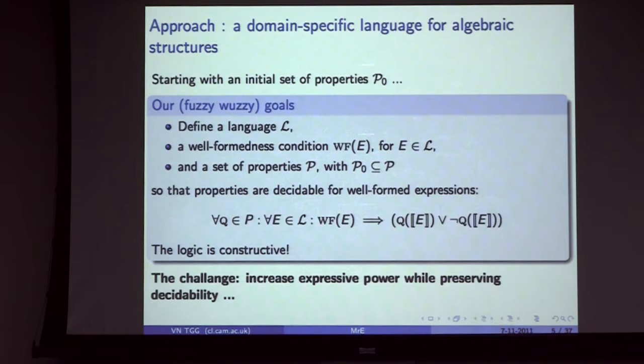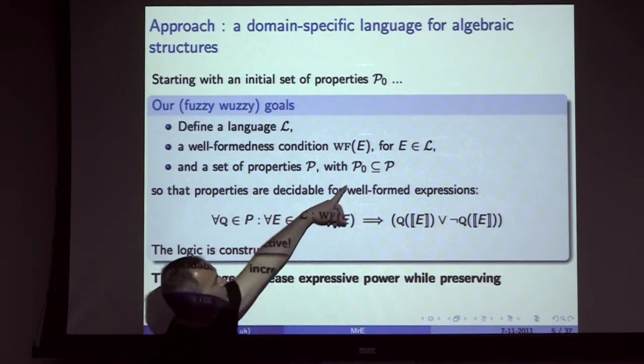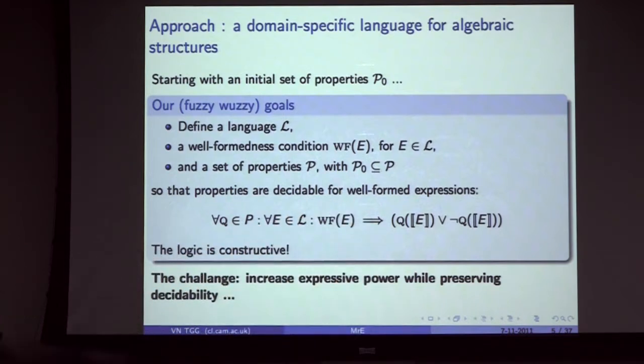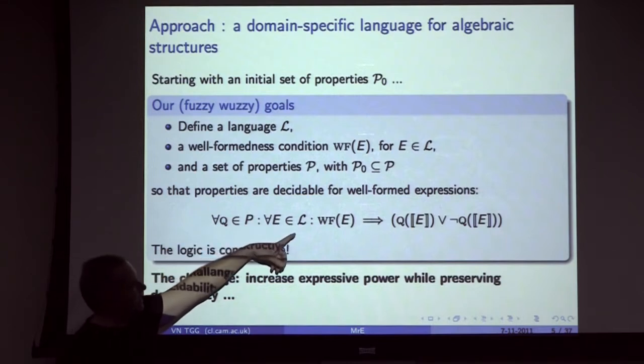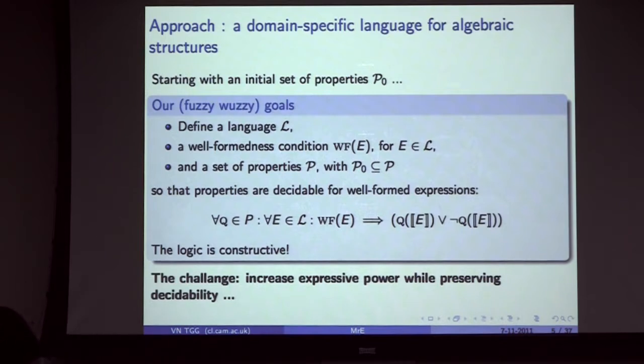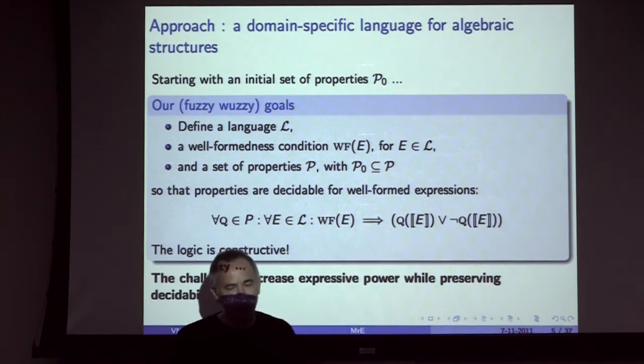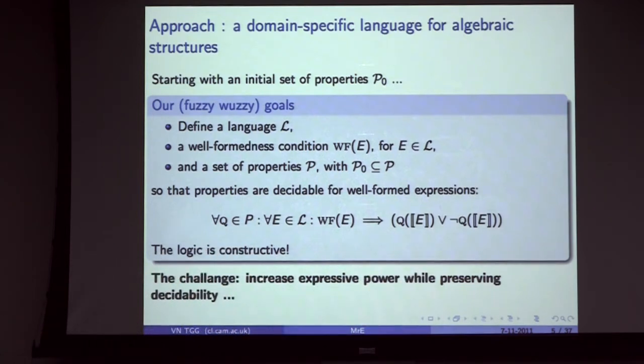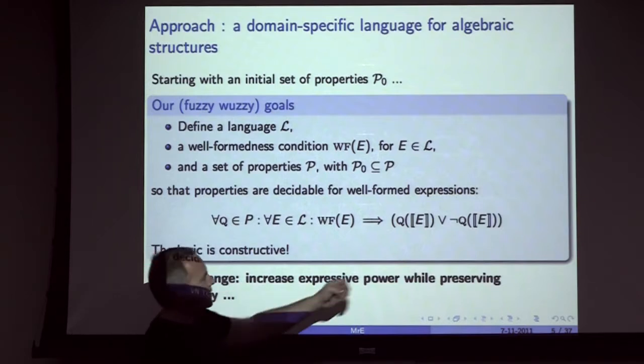Okay, and then I want to construct a set of properties P, which is going to include my initial P0, so that for every property and every expression in my language, if it's well-formed, then the property holds or it doesn't. Now you might say, oh, but Tim, that's trivial. That's always true, right? Q or not Q. Well, I'm working in a constructive logic here. So what I mean is that I actually have a function that, given a well-formed expression, tells me whether it has Q or not. So this is essentially a decidable property.